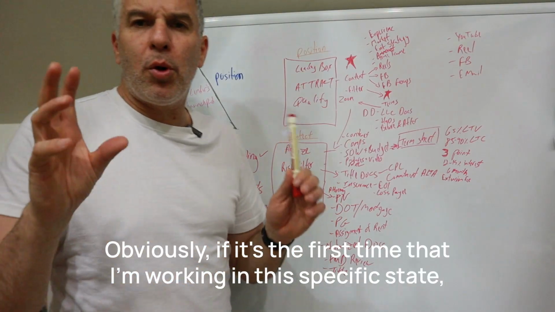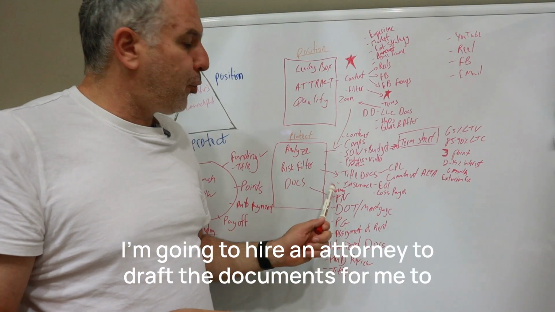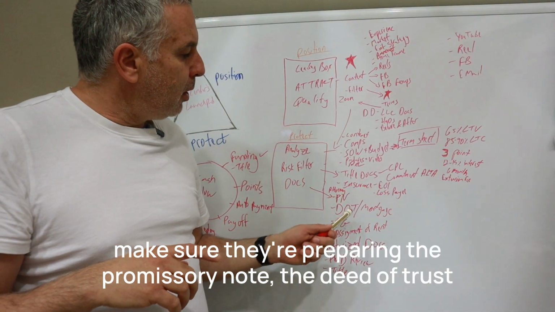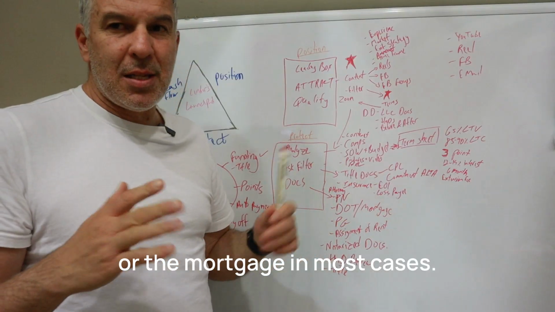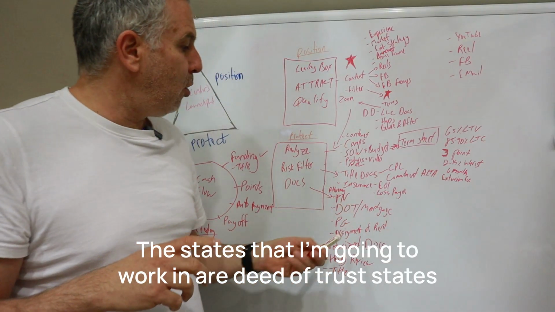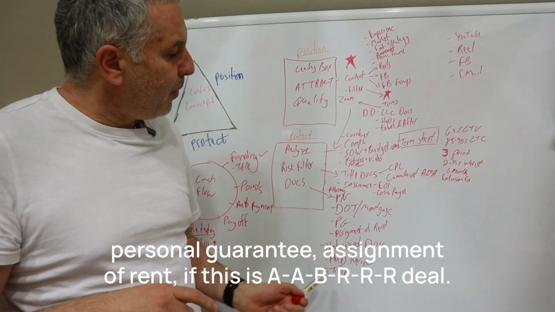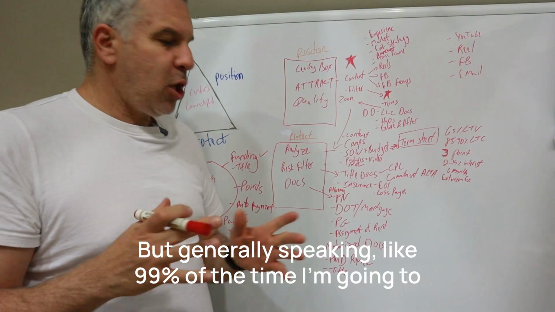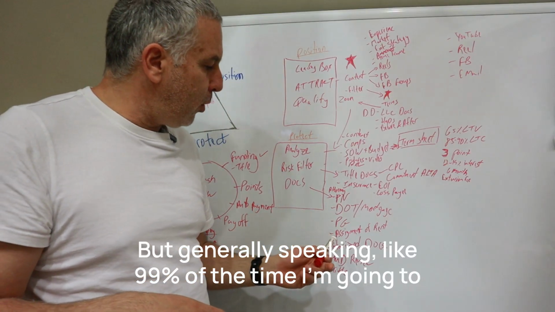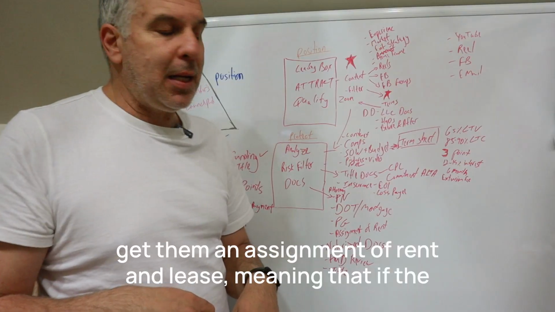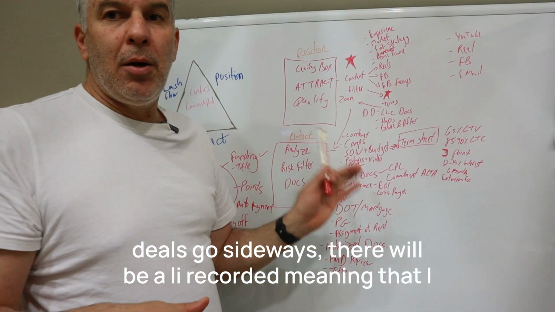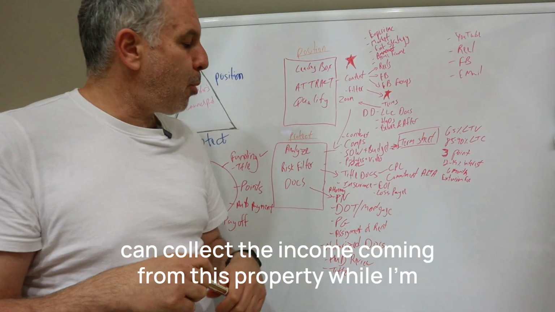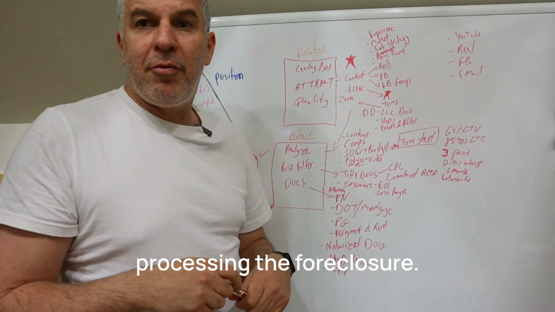Obviously, if it's the first time that I'm working in this specific state, I'm going to hire an attorney to draft the documents, making sure they prepare the promissory note, and the deed of trust or the mortgage. In most cases, the states that I'm going to work in are deed of trust states. Also the personal guarantee, and assignment of rent if this is a BRR deal. But generally speaking, 99% of the time, I'm going to get an assignment of rents and leases, meaning that if the deal goes sideways, there will be a lien recorded, meaning that I can collect the income coming from this property while I'm processing the foreclosure.